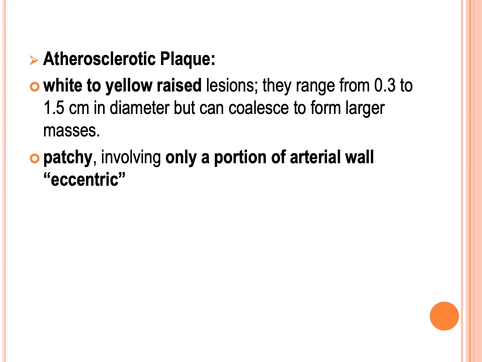Atherosclerosis can also present as atherosclerotic plaque that we discussed before. Those lesions are raised lesions, so usually they cause disturbance in the blood flow. They are white to yellow in color, and range in size from 0.3 cm to 1.5 cm, but those lesions are also able to blend with each other, forming much larger lesions. Usually only a portion of the vascular wall is involved, and they are eccentric within the circumference of the blood vessel with patchy distribution.